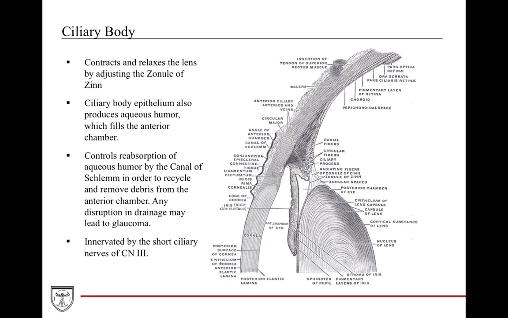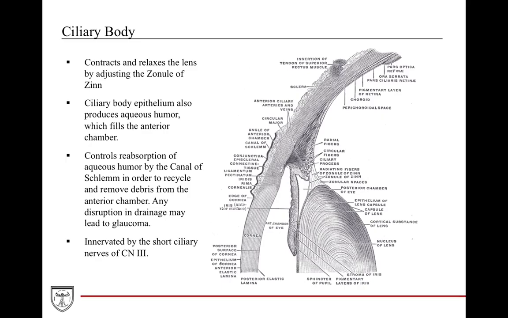Then you have a structure called the ciliary body. The ciliary body is important because this is what adjusts the zonules of Zinn. The ciliary body epithelium also produces the aqueous humor and fills the anterior chamber. So it has two important functions. It adjusts the zonules of Zinn and helps in contraction and relaxation of the lens, and it also helps produce that aqueous humor that fills the anterior chamber.